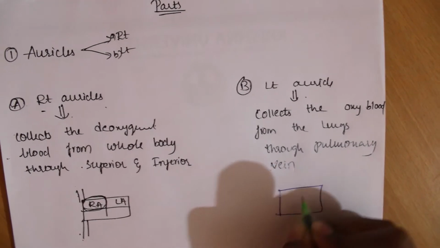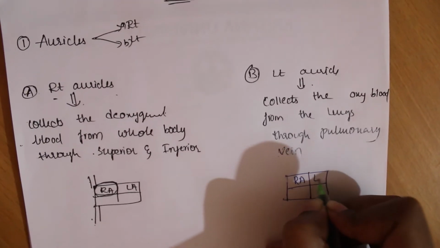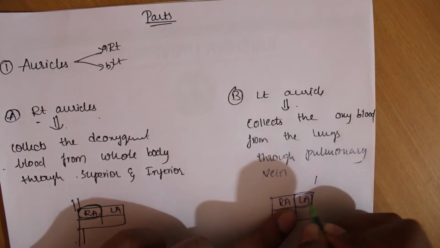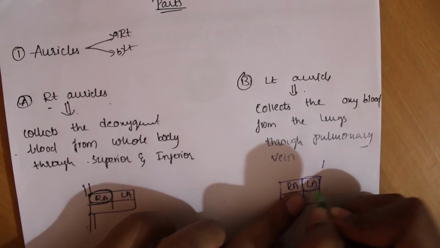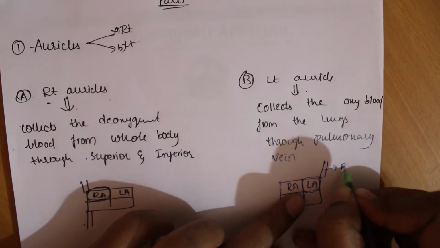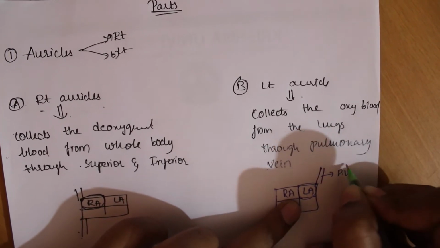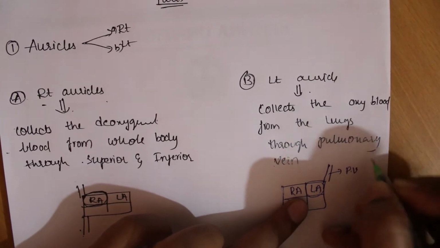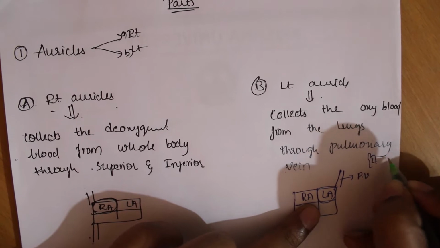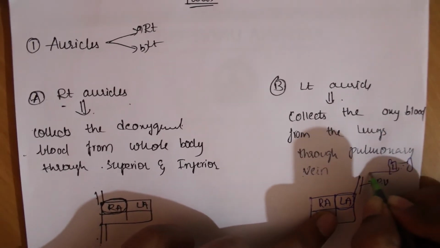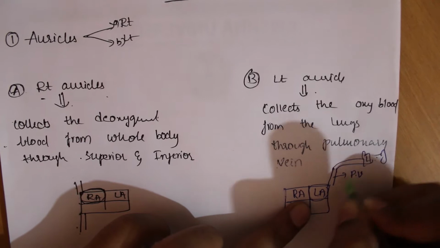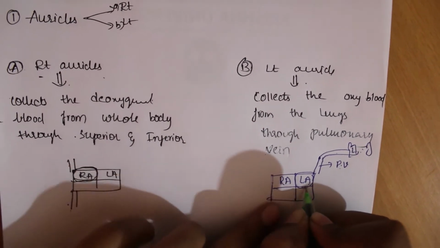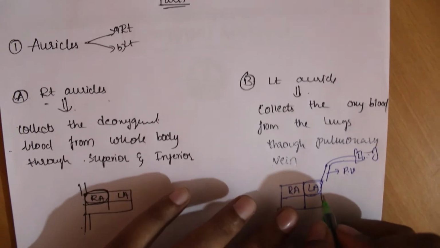Here also I am drawing a rough diagram of the heart, with the right auricle and the left auricle. Here is the left auricle. The oxygenated blood is collected here through the pulmonary vein. This is the pulmonary vein. Where the pulmonary veins start is the lungs. From the lungs to the heart, through the connection of the pulmonary vein, it collects the oxygenated blood in the left side of the auricles. This is the main function of the left auricle.